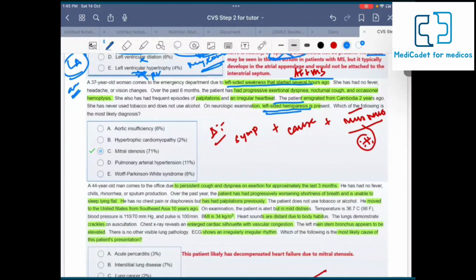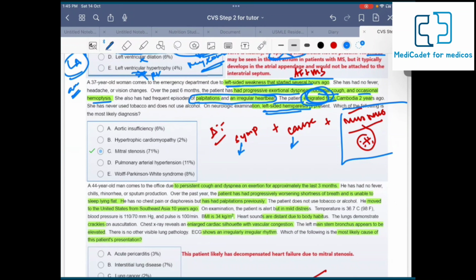There's a left-sided hemiparesis in this patient, like left-sided weakness, and he has progressive dyspnea, nocturnal cough, occasional hemoptysis. These are all pulmonary congestion symptoms to me. There is palpitation and irregular heartbeat, and there is a history of immigration. Okay, so which of the following is the most likely diagnosis? In this case, they didn't mention the murmur component. They left it out, but they gave a clear clue with the symptoms and cause.